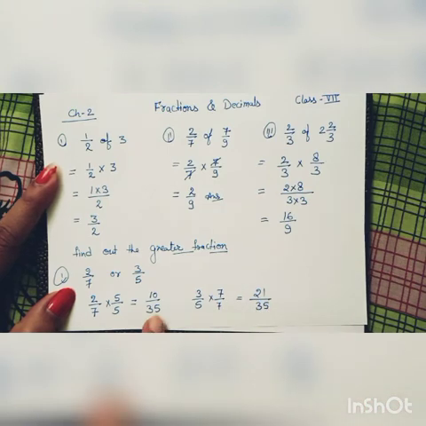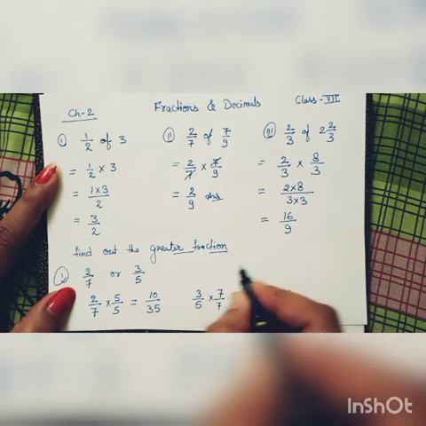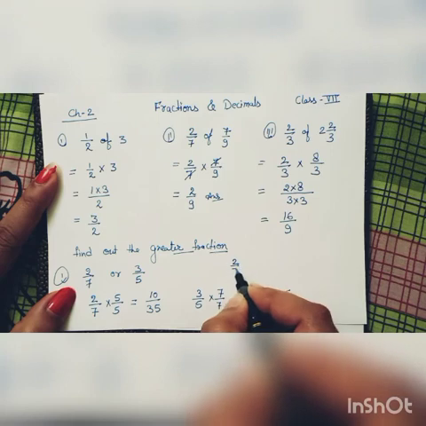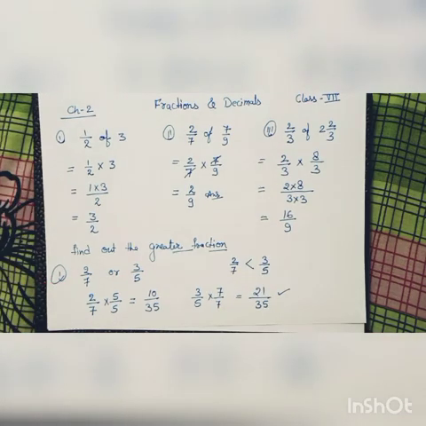Now after comparing these two, you can simply find out which number is greater. Here 21 is the greater value, it means this fraction is greater. Or we can write it as a comparison: 2 by 7 is smaller than 3 by 5. That is the comparison of these two fractional values.